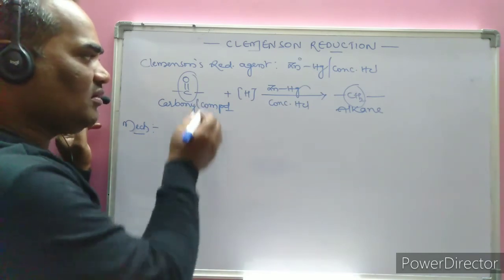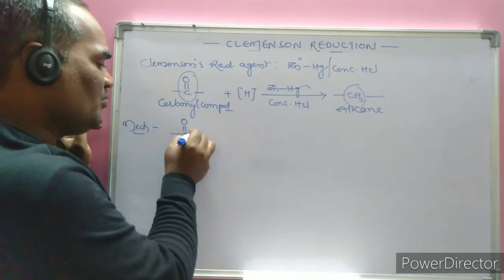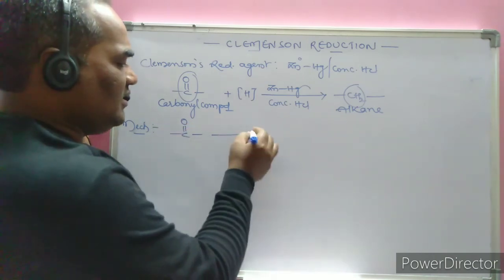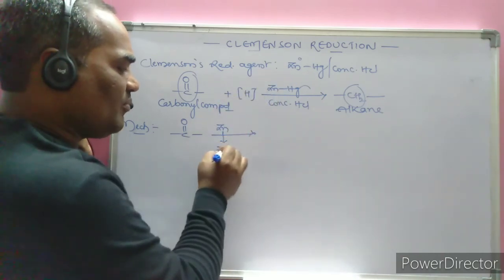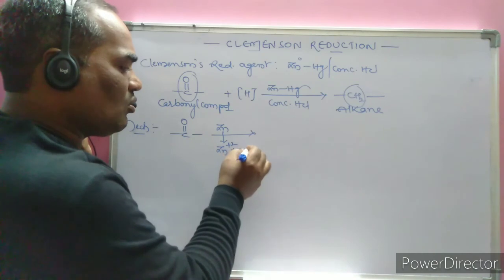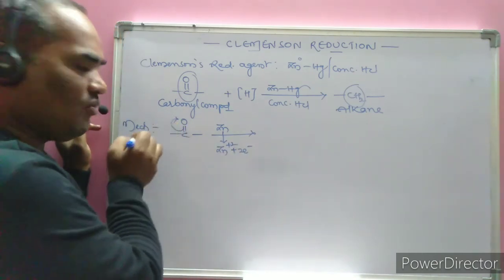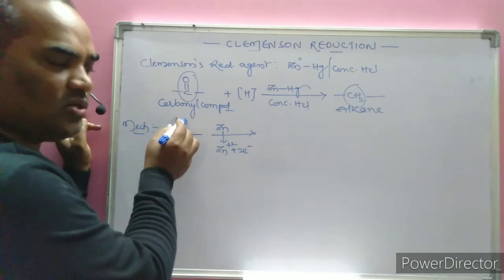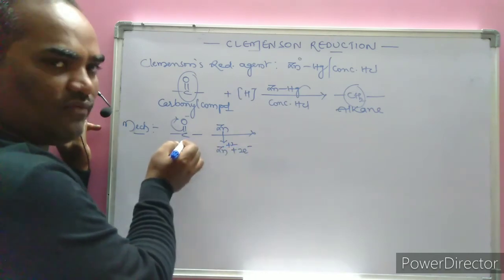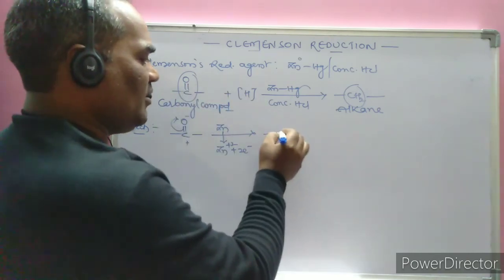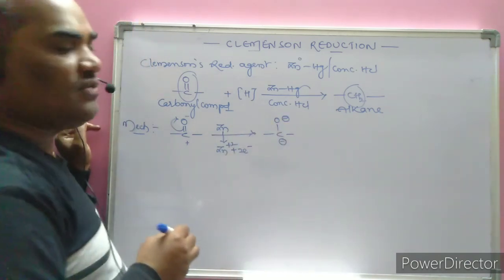Out of them, an important justified mechanism is this: the C=O carbonyl group reacts with a highly electropositive metal, zinc. Zinc donates its 2 electrons. Here, between carbon and oxygen, oxygen is the more electronegative element and tends to pull the electrons towards itself. It gets a negative charge and carbon gets a positive charge. These 2 electrons make a bond with carbon. As a result, C minus and O minus, a dianion, is formed.